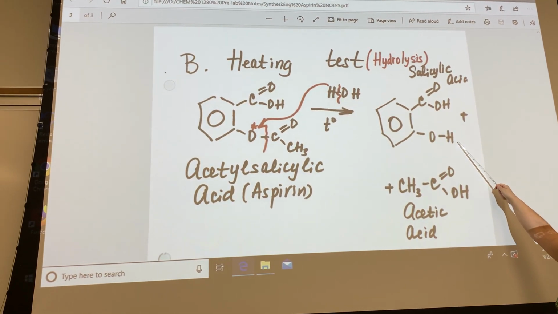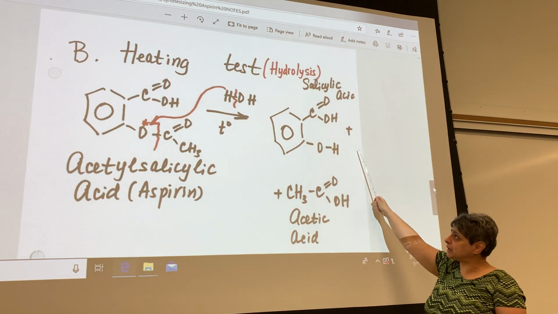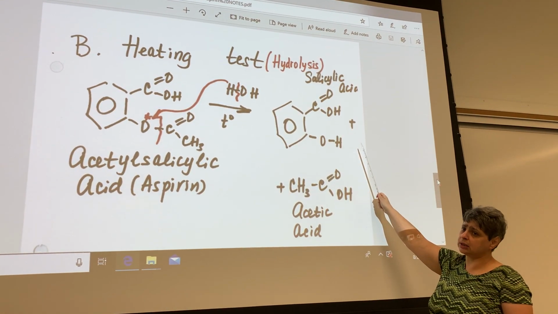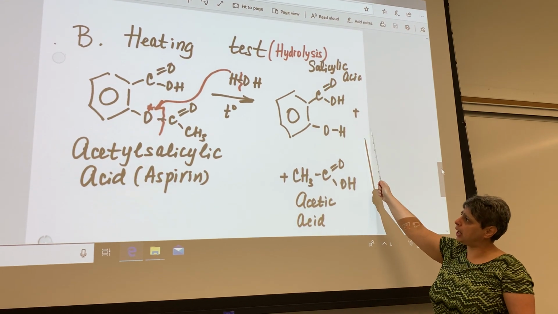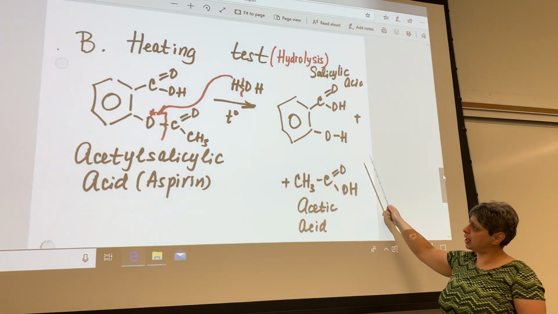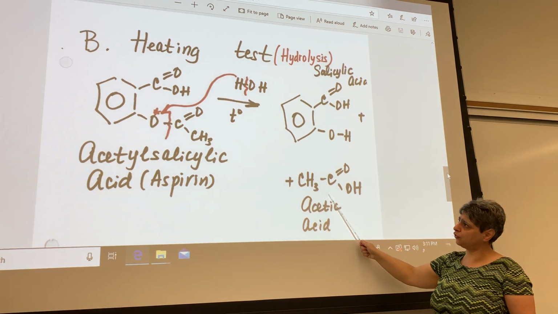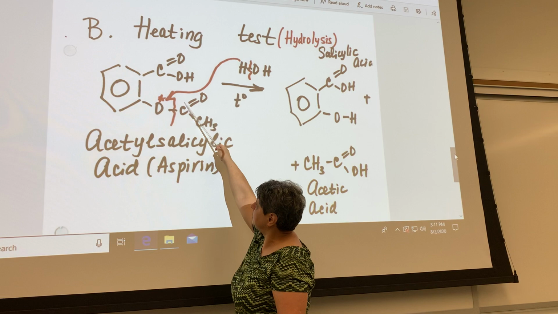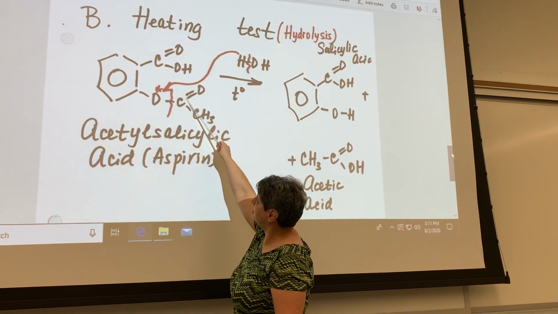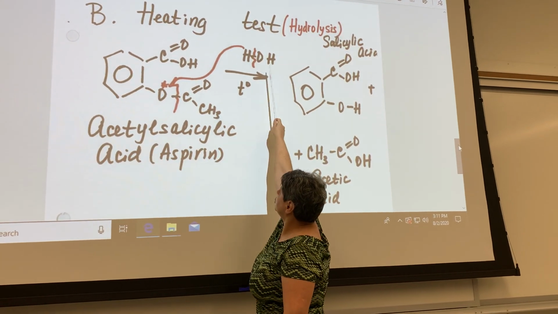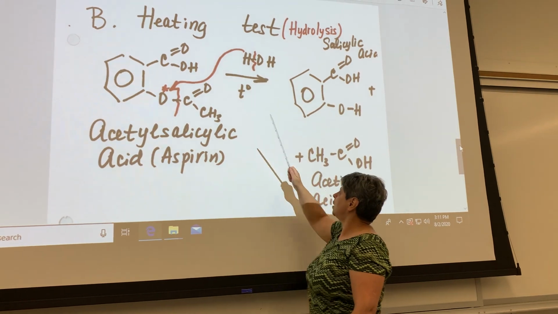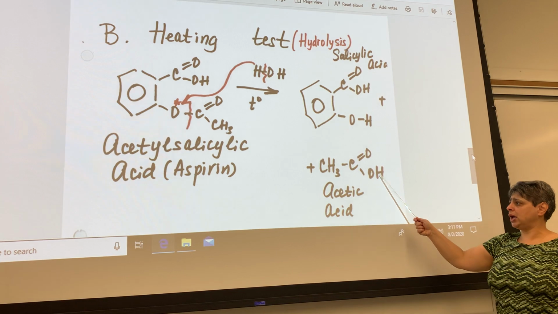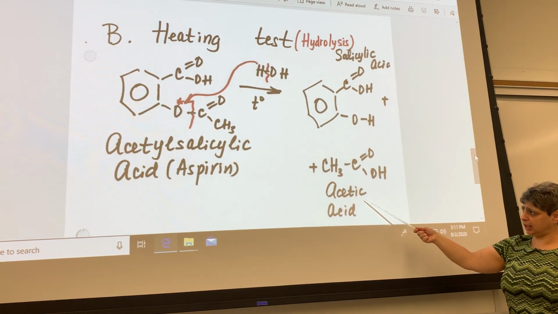Would you be able to detect salicylic acid specifically by smelling? The answer is no. Salicylic acid is a white solid that does not have a smell to it. But the reason why you're asked to smell is because of the second product that's formed. This portion of what used to be aspirin, CH3C double bond O, gets attached to the OH group left over from water, and as a result you get CH3C double bond OOH, which you hopefully recognize as acetic acid.